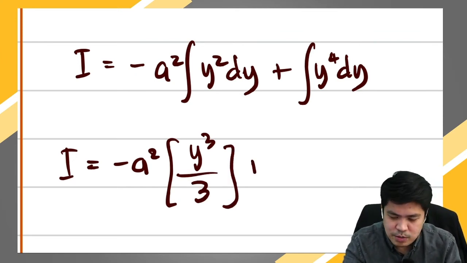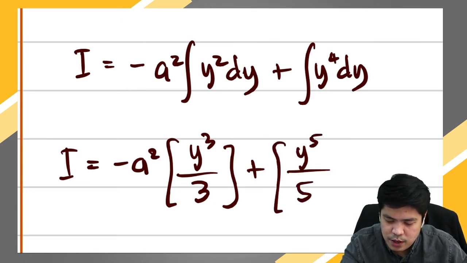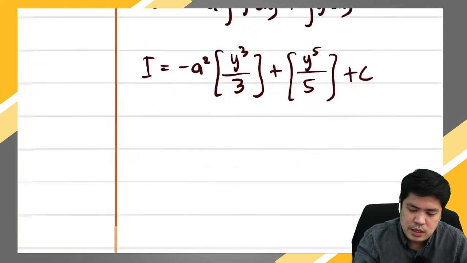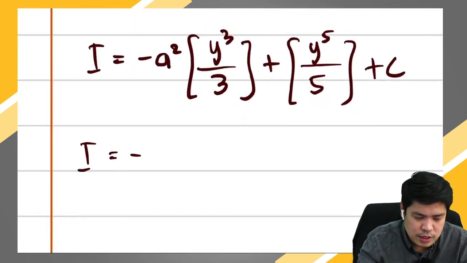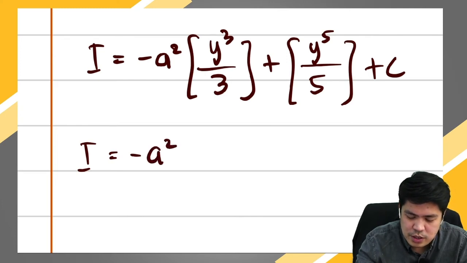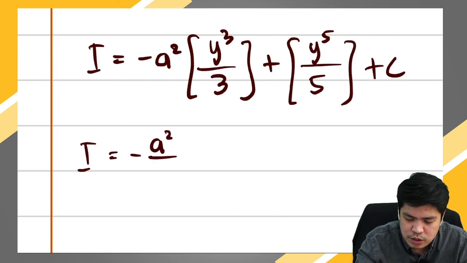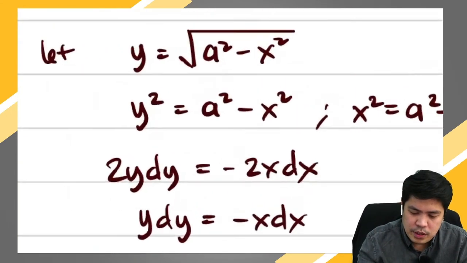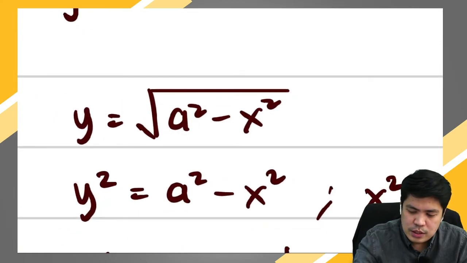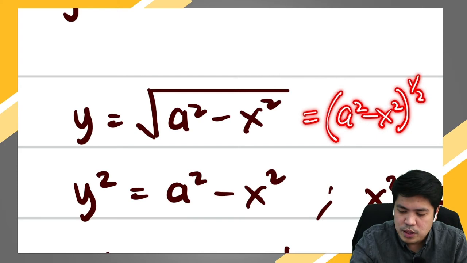So, therefore, I is equal to negative a squared over 3. Let us just combine the constants. A squared over 3. And remember that y is the square root of, or that is simply the same as, a squared minus x squared raised to 1/2, diba?